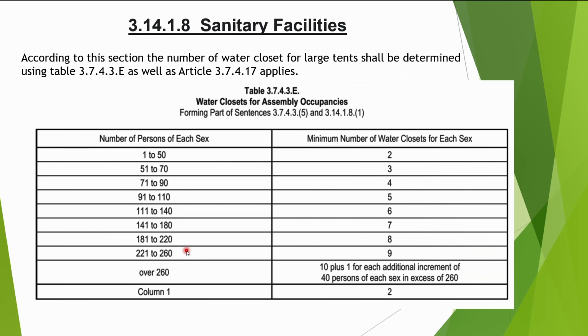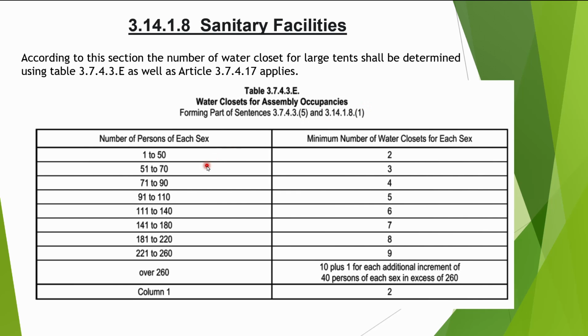3.14.1.8 Sanitary facilities. According to this section, the number of water closets for large tents shall be determined using table 3.7.4.3.E, as well as article 3.7.4.17 applies. Let's look at the table. On the table, you can see the table number 3.7.4.3.E. Always read this as your first point, your reference. Then you move to water closets for assembly occupancies. It states directly water closets. So we know we're already on the right table.